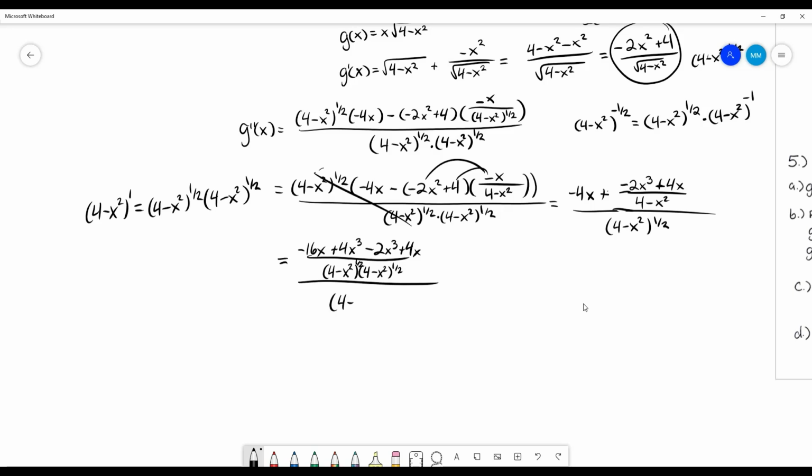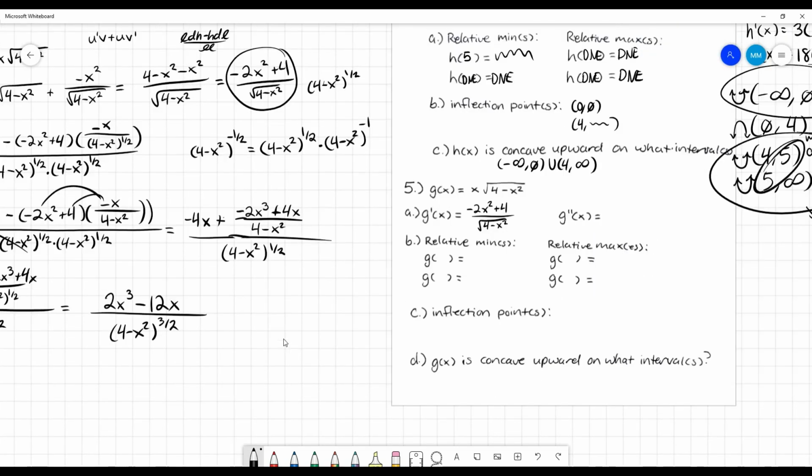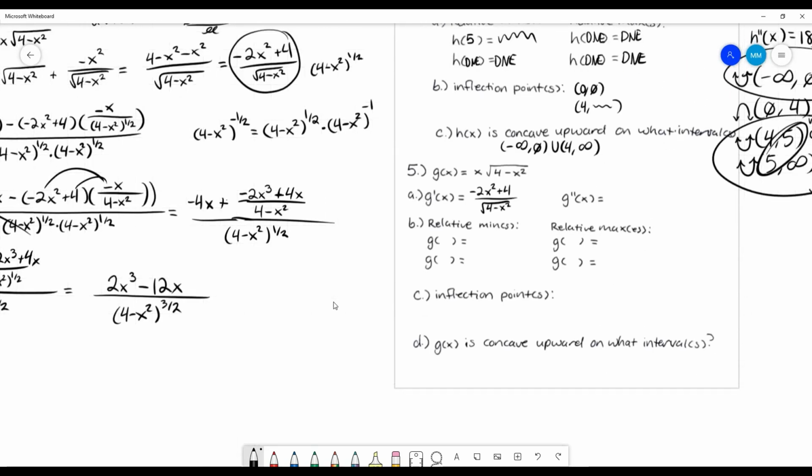And then all over this to the 1/2. That's the same as just multiplying by 1 over this. And of course you just multiply straight across, so this gets multiplied with this. And if I've got 1/2, 1/2, 1/2, I add those up, and now it is the 3/2. And then my numerator becomes this. I'm going to combine like terms here, so 4x cubed minus 2x cubed is 2x cubed, and then negative 16x plus 4x is negative 12x. So there's our second derivative. I told you that was kind of a lot. So it's going to be 2x cubed minus 12x over 4 minus x squared to the 3/2.